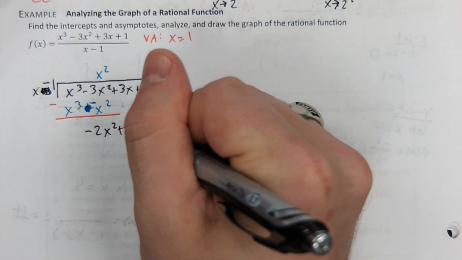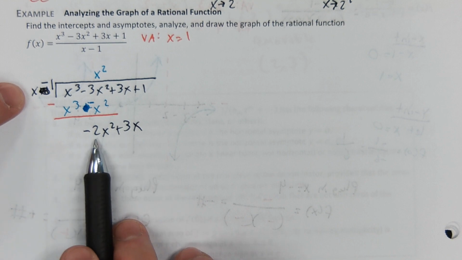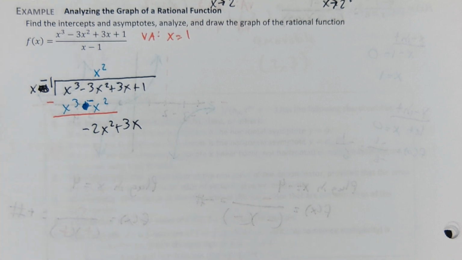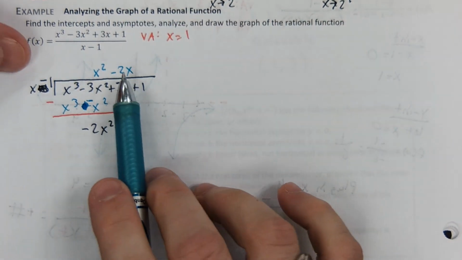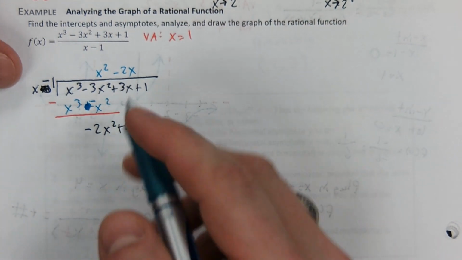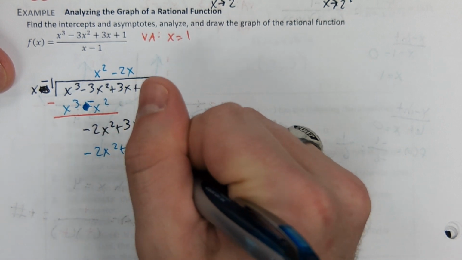So -3 plus 1 is -2. Drop down that 3x. We're trying to make an x look like a -2x squared. I need a -2x. Distribute your -2x. You get -2x squared plus 2x.